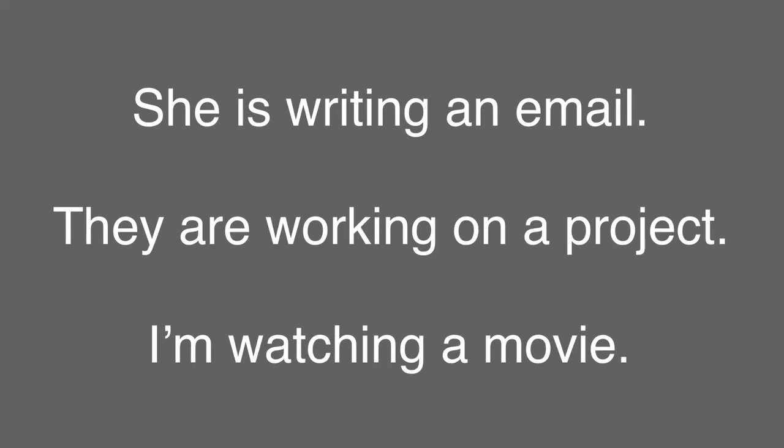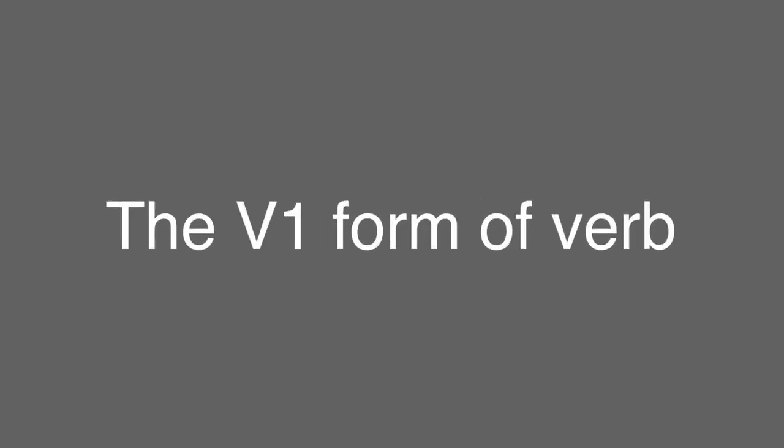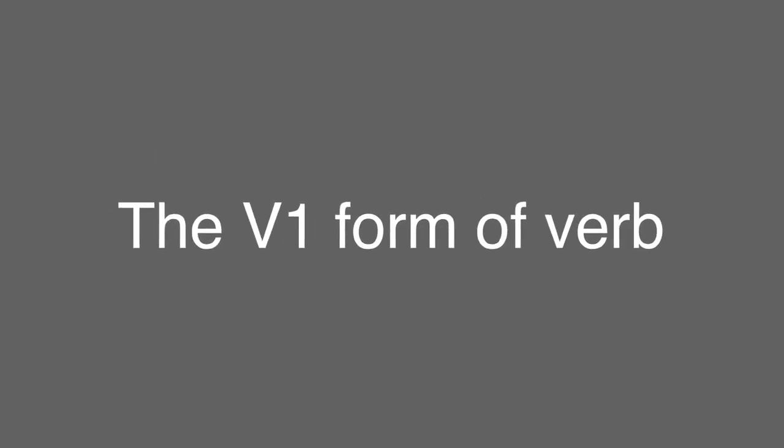Now look at the third sentence. I'm watching a movie. Can you tell me which is the be verb or the helping verb and which is the main verb in the sentence? Please write your answers in the comment section. You must have noticed the main verb is formed by adding ing to the base verb or the root verb, or you also call it the V1 form of verb.